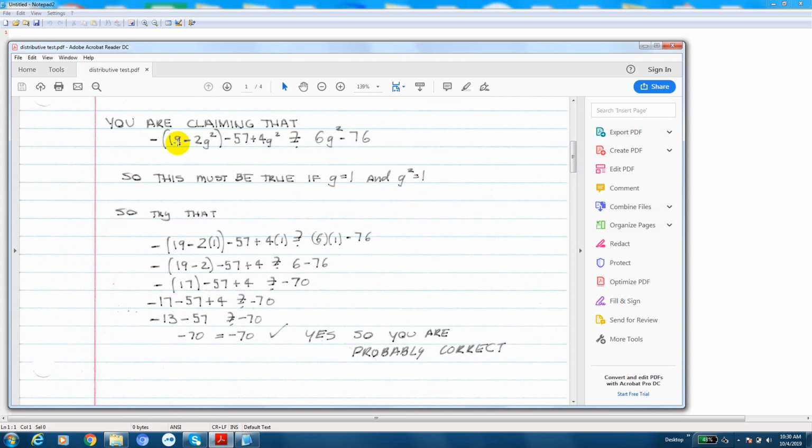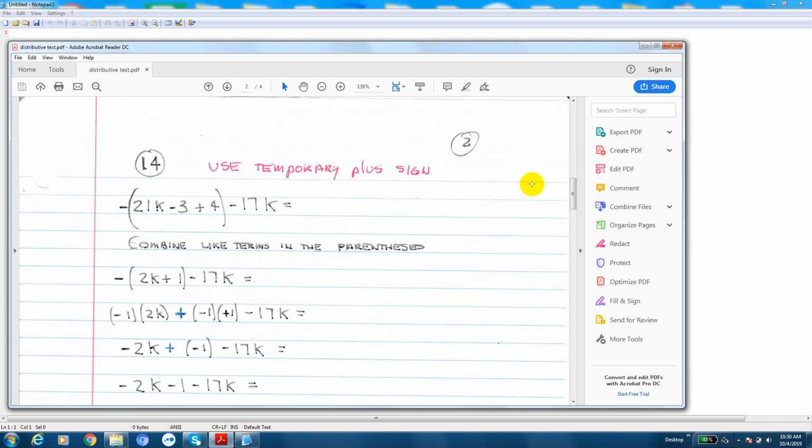So you do negative 19 minus 2 times 1 minus 57 plus 4 times 1 equals 6 times 1 minus 76. You do the math, right? You do the parentheses, the PEMDAS thing here, and you realize that negative 70 equals negative 70. Yes, you are probably correct. That's great. Okay, so next victim.